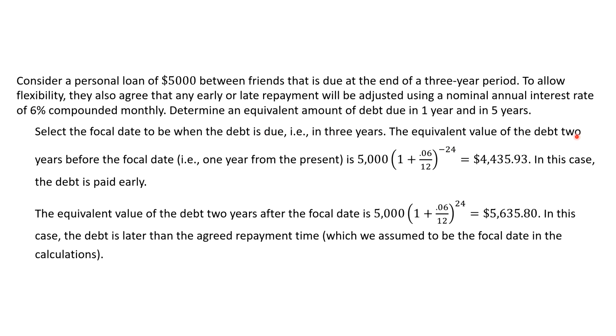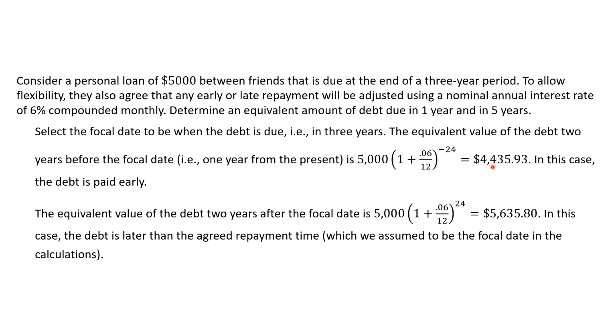The equivalent value of the debt 2 years before the focal date, i.e. 1 year from present, is 5,000 times 1 plus our 6% divided by 12, since it's compounded monthly, and this is the number of compounding periods. So in other words, if the one friend who loaned the money pays it back early after just 1 year, then this amount of money would accumulate to $5,000 in the following 2 years.